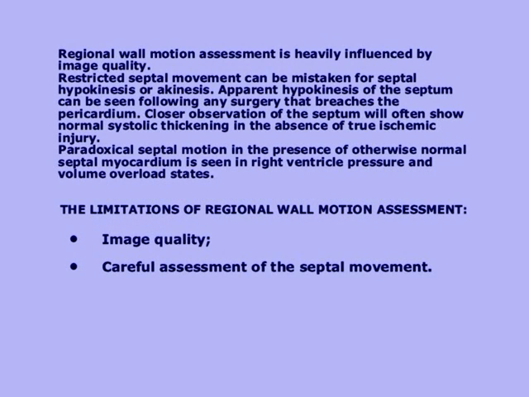It should be noted that regional wall motion abnormality is not always associated with reduced ejection fraction. For example, after acute myocardial infarction, the hypokinetic or akinetic segments could be compensated by viable hyperkinetic segments. Regional wall motion assessment is heavily influenced by image quality. Restricted septal movement can be mistaken for septal hypokinesis or akinesis. Apparent hypokinesis of the septum can be seen following any surgery that breaches the pericardium. Closer observation of the septum will often show normal systolic thickening in the absence of true ischemic injury. Paradoxical septal motion in the presence of otherwise normal septal myocardium is seen in right ventricle pressure and volume overload states.